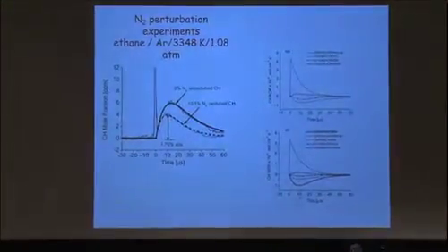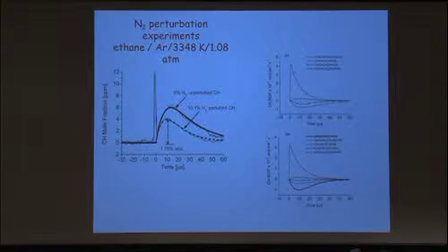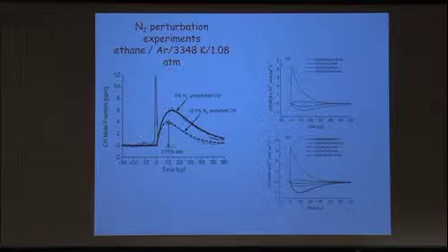And this shows the way in which the perturbation experiments were carried out. First of all, here's the profile for CH with no nitrogen present at all. So this is the unperturbed CH profile. And then nitrogen was added, and the profile was perturbed. And you can do direct comparisons between these profiles. And these are the rate coefficients for the various reactions that are occurring.